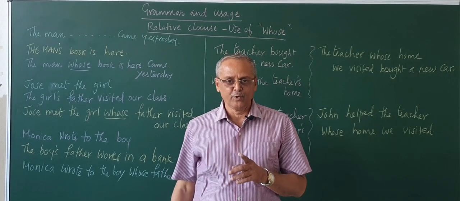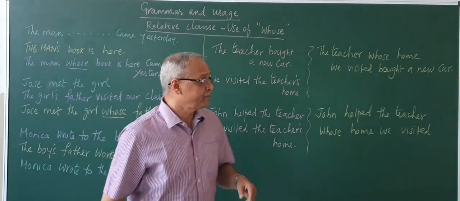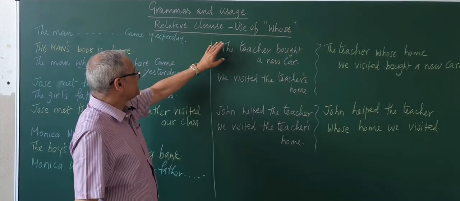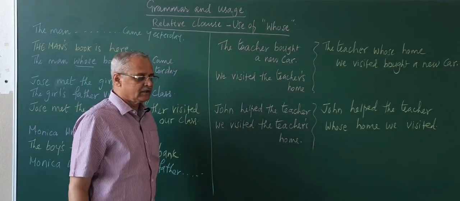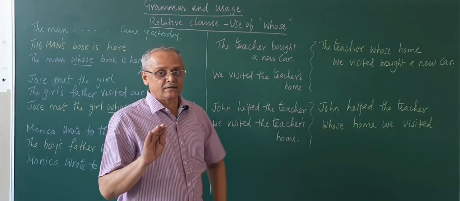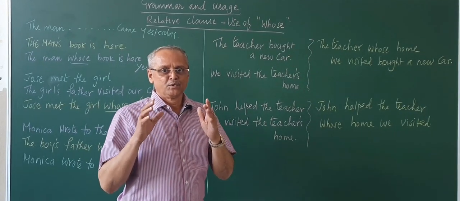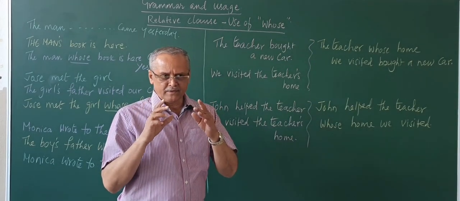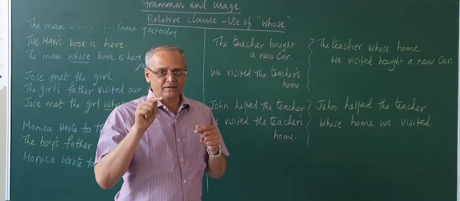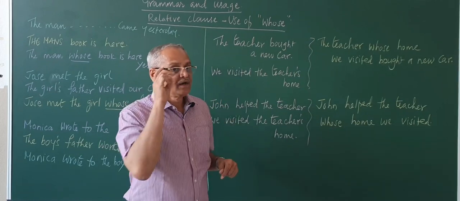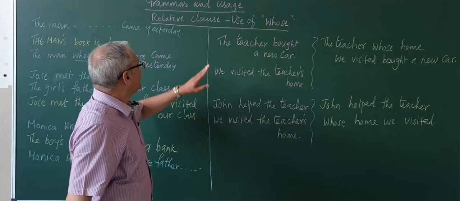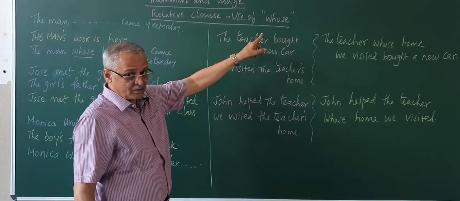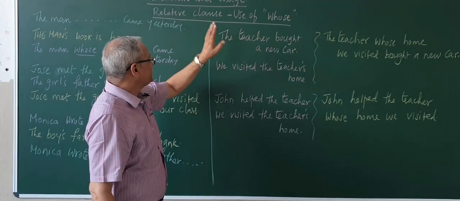This video is a continuation of our earlier video on grammar and usage of relative clauses, in which we saw the usage of that in combining two independent sentences. By combining the two independent sentences using that, we make it one sentence. Today let us see how we use the word whose, the conjunction whose, in relative clauses.